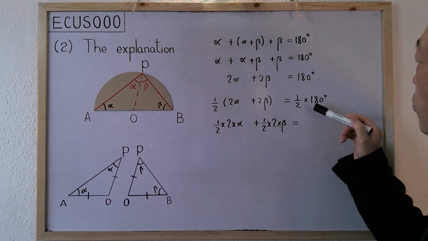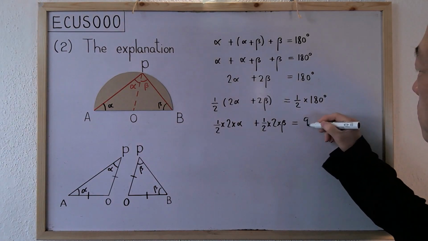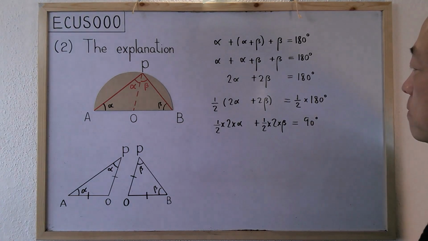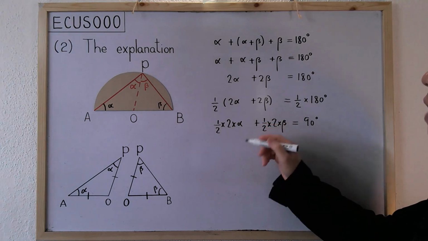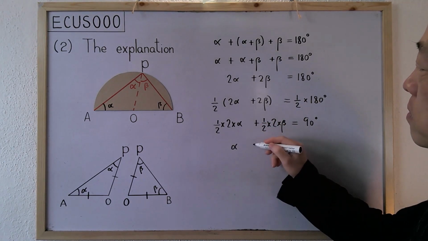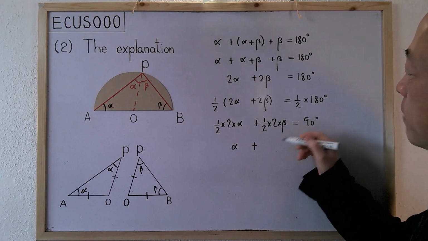One over 2 times 180 degrees means half of 180 degrees. It is 90 degrees. 1 over 2 times 2 is 1. 1 times alpha is alpha. 1 over 2 times 2 is 1. 1 times beta is beta.